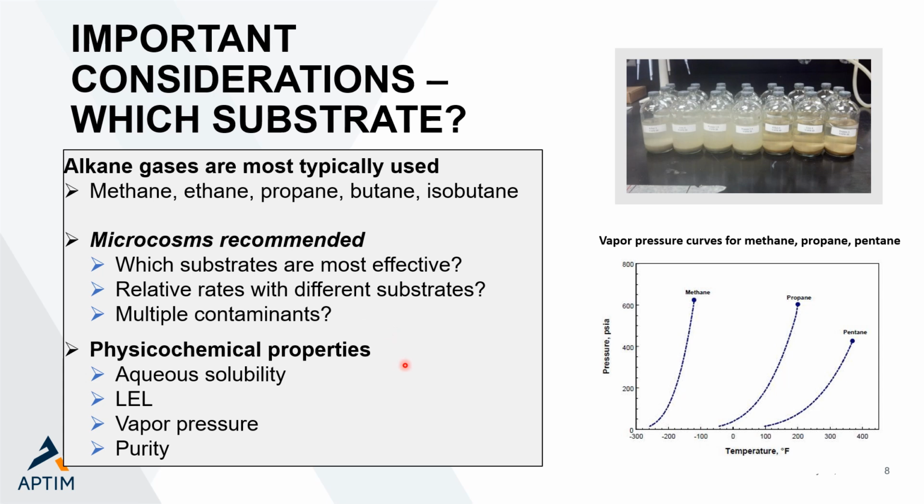The other thing that's important is actually the properties of the gas itself: its aqueous solubility, its lower explosive level, vapor pressure, and purity, as I'll discuss in a second. Typically you want gases that have a good vapor pressure so they volatilize easily and can be readily added to an aquifer in the gas or vapor phase.